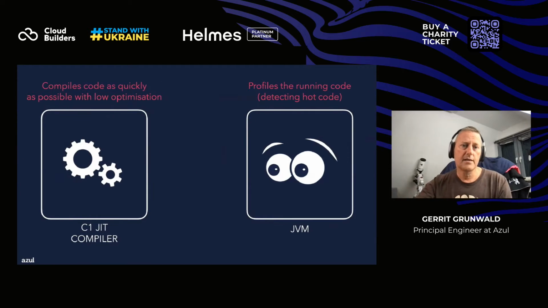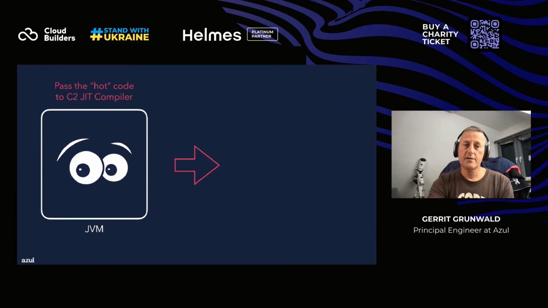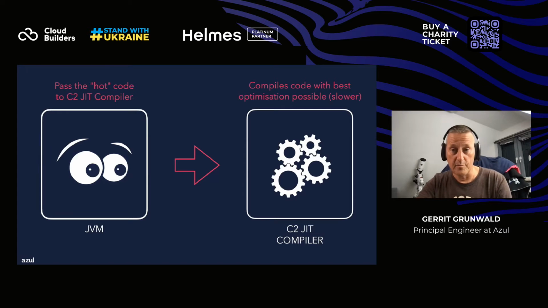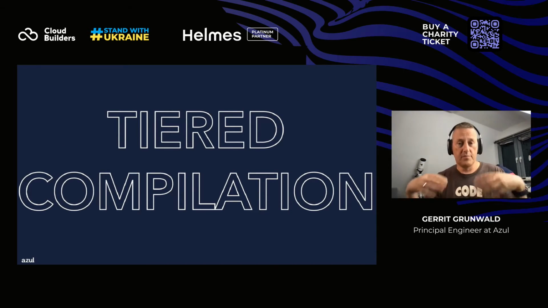Well, once it's running this compiled code from C1, it will be profiled by the JVM again, and the JVM tries to detect, let's say, hot code, right? So that's again something like method calls, and it will be checked how often this compiled method is called. And if another threshold is reached here, then it will take the code and pass the hot code to the C2, formerly known as the server compiler. The server compiler compiles the code with the best possible optimizations. And you can imagine this takes more time, so it's slower than the C1 compiler. And after that is done, we have the optimized code, right?